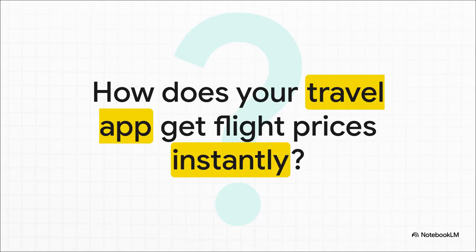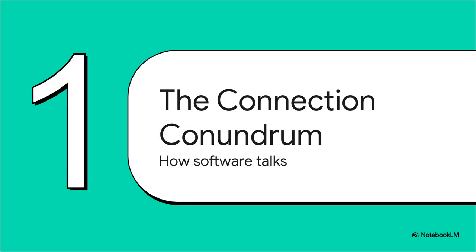Think about it for a second. You pop open a travel app, you type in a destination, and bam, within moments, you've got flight options from dozens of different airlines. And each one of those airlines has its own super complex booking system. So how in the world does your one little app get all of that information from all those different places so incredibly fast?